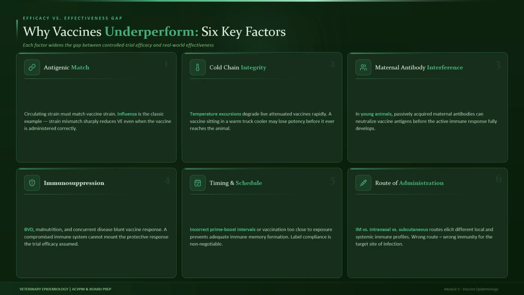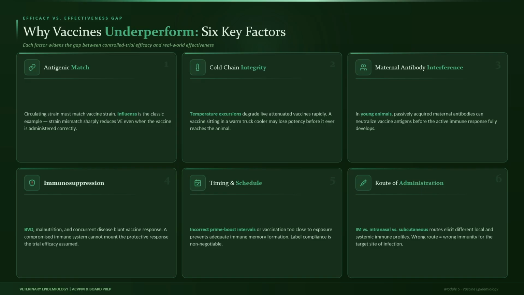Third, maternal antibody interference. In young animals, passively acquired maternal antibodies can neutralize the vaccine antigen before the active immune response has a chance to develop. Fourth, immunosuppression. BVD, malnutrition, and concurrent disease all blunt the response. A compromised immune system simply cannot mount the protection the trial efficacy assumed.